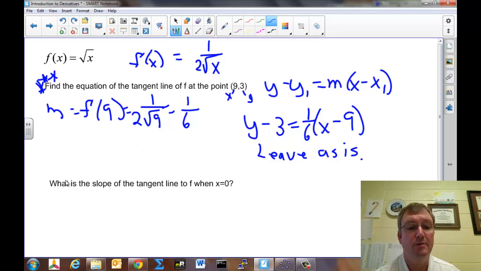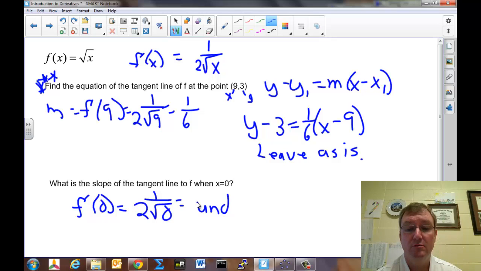Now, let's talk about this next question down here. What is the slope of the tangent line to f when x is 0? Well, what is that asking us to do? That's saying find out what is f prime at 0. Well, f prime at 0 is 1 over 2 times the square root of 0, which means what? Undefined, because we can't divide by 0. So the derivative, the slope, is undefined at x equals 0 for this particular function.